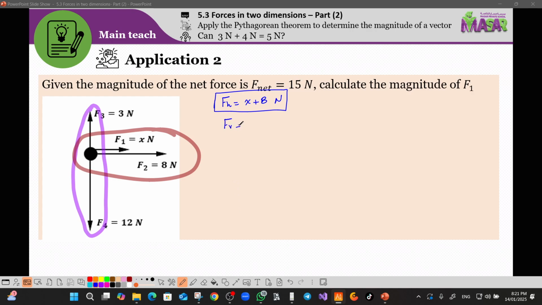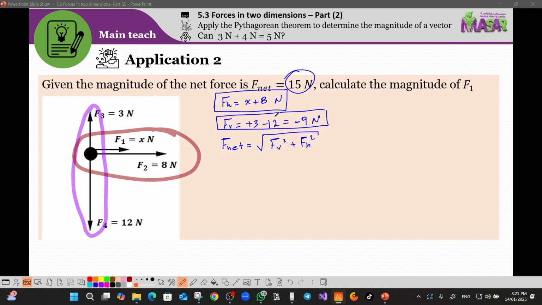So FV is equal, now vertically we have two forces here, the 3 and the 12. 3 is up, plus 3, and 12 is downward, so it's minus 12. Now, after we do the calculation, we'll get minus 9 Newton. Now, let me construct the Fnet. The Fnet is equal to the square root of FV squared plus FH squared. Let me substitute everything in this formula.